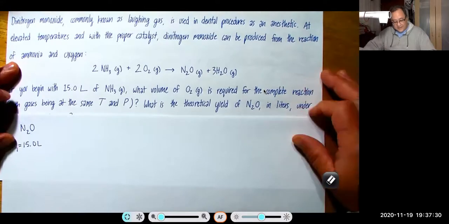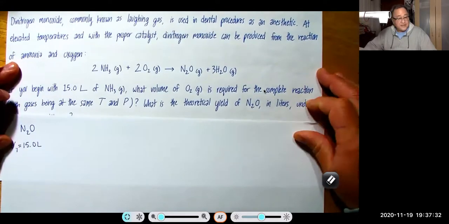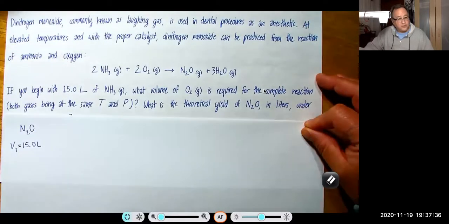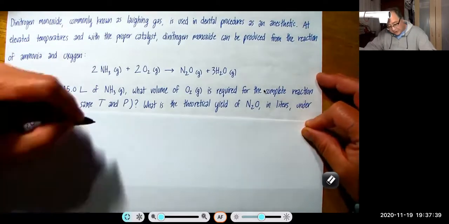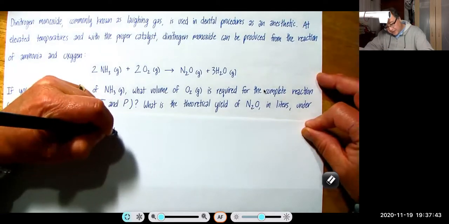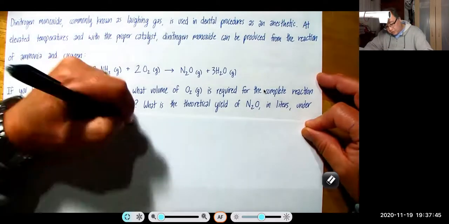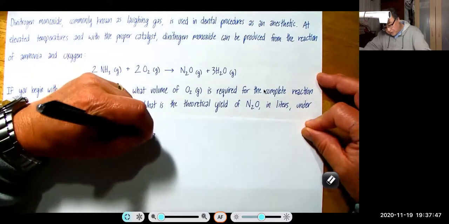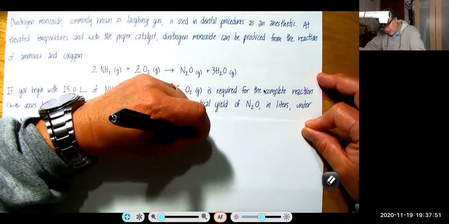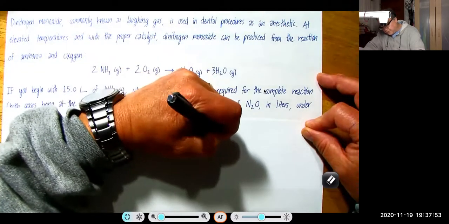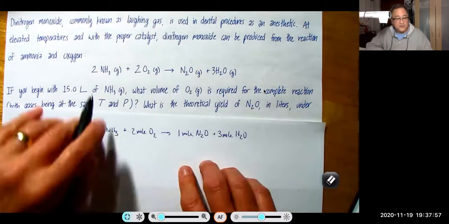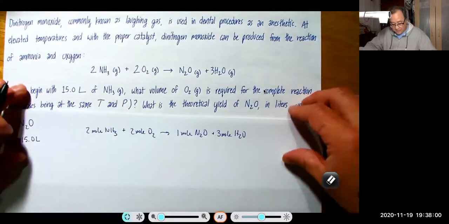One of the things I want to teach you here is that these coefficients are moles of reactants. So 2 moles of NH3 react with 2 moles of O2 to give you 1 mole of N2O and 3 moles of H2O. We all know that's what the coefficients mean. They mean how many moles.